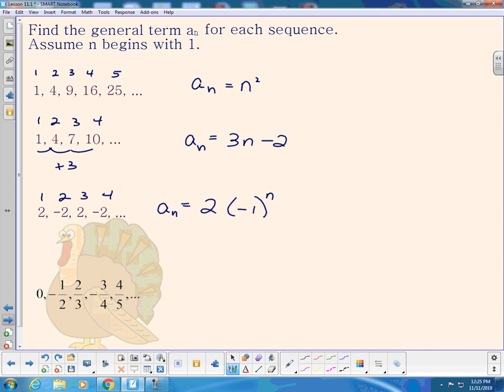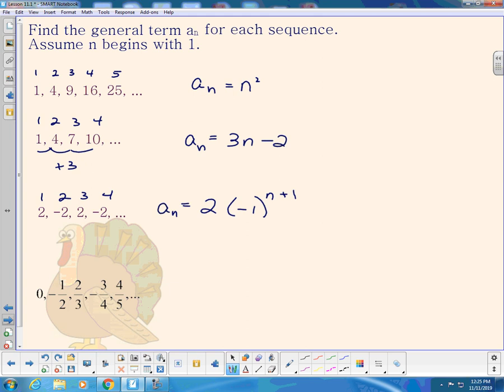Now, I want you to think about it. Does that work? Why doesn't it work? 2 times negative 1 to the first power would be negative 2. So I needed to start with a positive. So I can just fix that. Let's put a plus 1 here. Think about it. 2 times negative 1 squared. Negative 1 squared is positive 1, yes? Times 2 is positive 2.